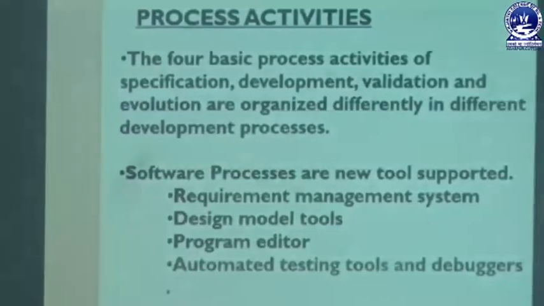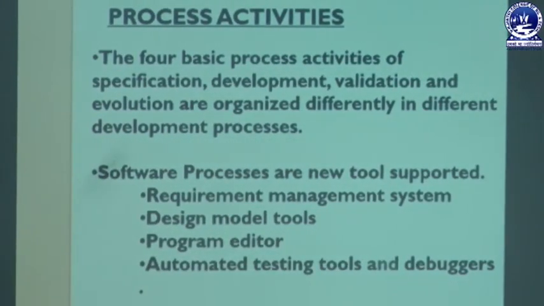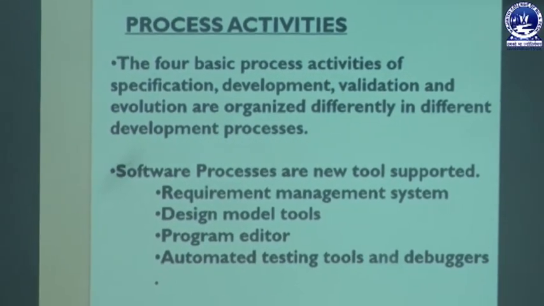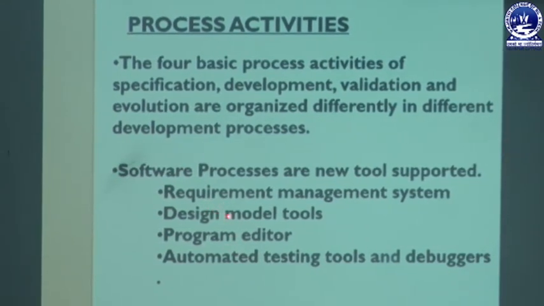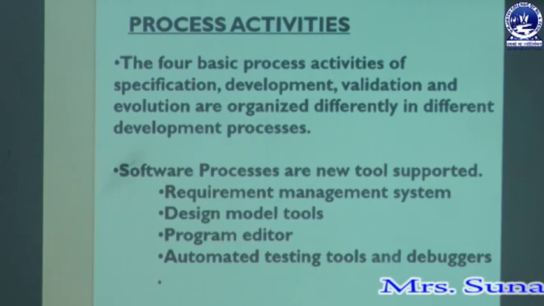And after writing the code, what will we go for? We will go for the testing, that means validation. For the validation, we have some automated system testing tools, and we have a debugger that will check if our system is functioning correctly or not. So, we have some automated testing tools and debuggers to validate our software. These are the tools that the software developer can use to develop the project very easily.